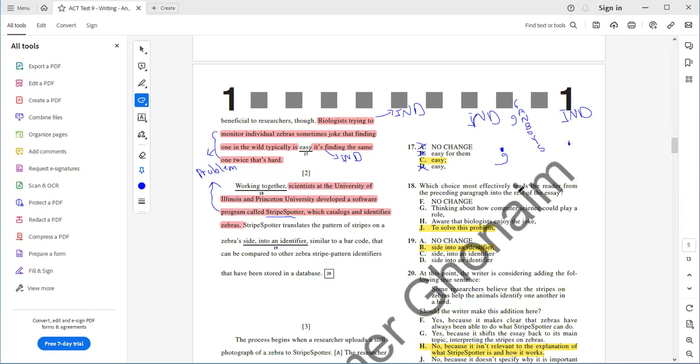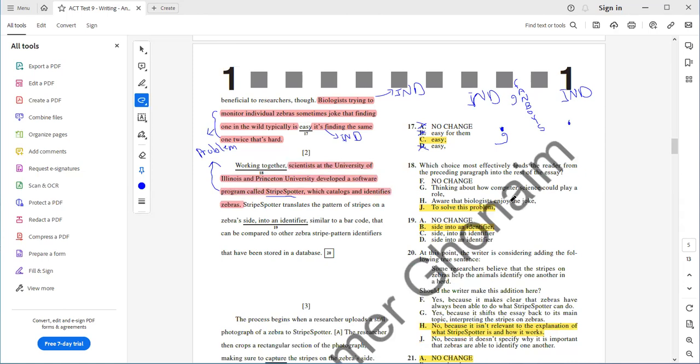I can't see one I might choose. I think both are fine. How are both fine? Take care. I know that working together is going to modify scientists. But here he told you we need what most effectively leads the reader from the preceding paragraph. In the preceding paragraph, we talked about the problem. And here he talks about how they solve this problem: they make the software called Stripe Spotter, which catalogs and identifies zebras. So now they solve the problem. So it's better at J.